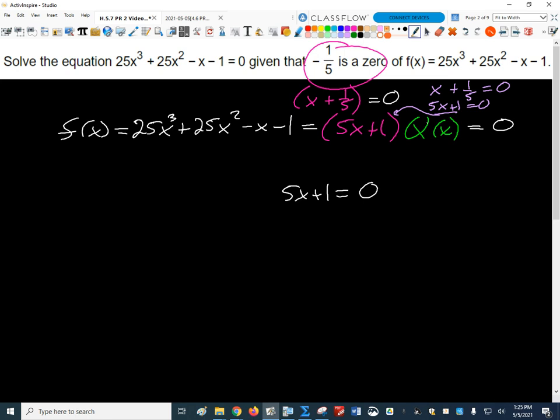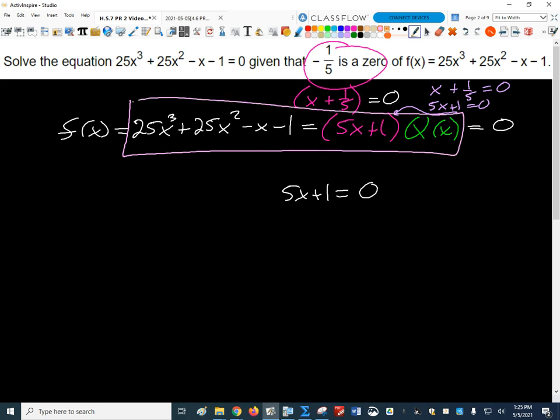Okay, so then our goal is we've just got to find what q of x is. How am I going to do that? I'll give you a big hint, and you probably already see the answer. This is the really important thing. We know that our original f of x is equal to 5x plus 1 times q of x. So how would I find q of x? Divide, right? I'm just trying to isolate q of x in this equation, so I just divide each side by 5x plus 1. Everybody agree?